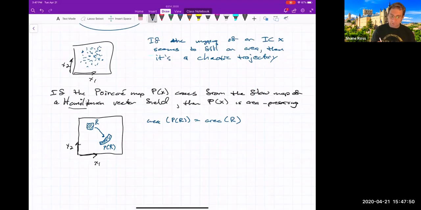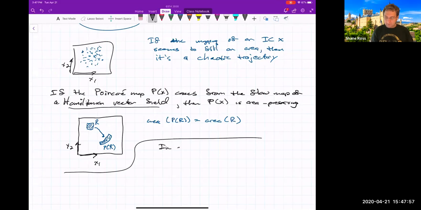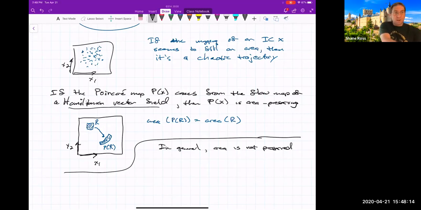That's if we've got a Hamiltonian vector field. In general, we won't have a Hamiltonian vector field. So in general, area is not preserved. If my system, let's say it's a mechanical system with dissipation added, or I don't know, it came from some completely different realm of applied math altogether. Maybe a model of epidemiology and outbreaks. Then there's no constraints from mechanics.